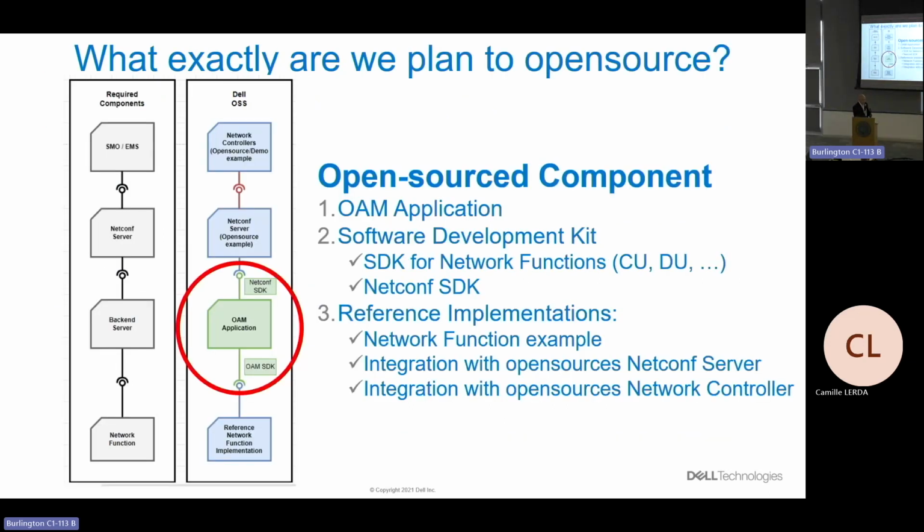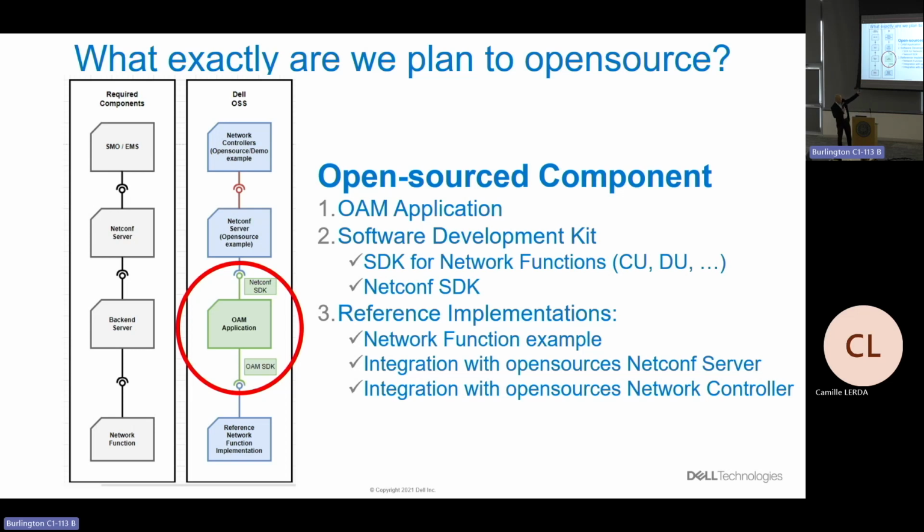Okay, so a couple of details about what we are actually planning to open source. On the left side, you can see this gray column actually showing a stack, all the players on the O1 interface, starting from the network function, then going northbound, you see the backend server that actually aggregates all the O1 services. It is communicating through the netconf server to the SMO, EMS, and so on. So this is on that column.